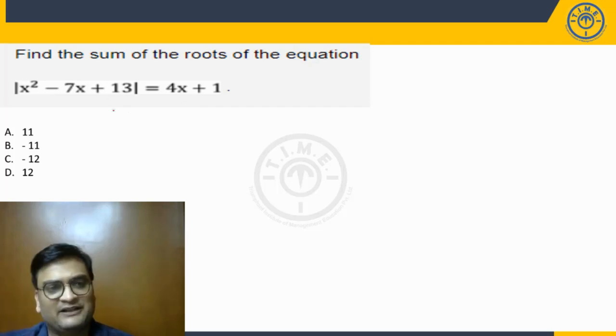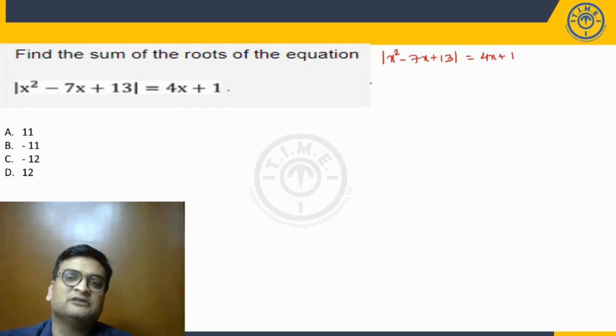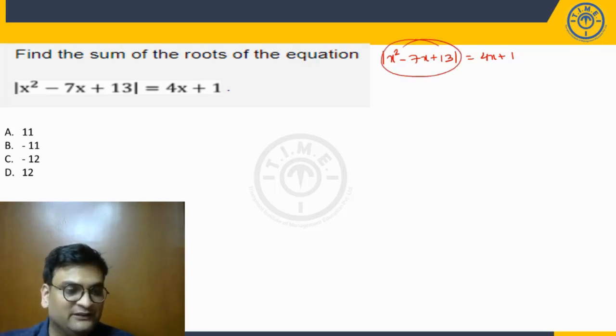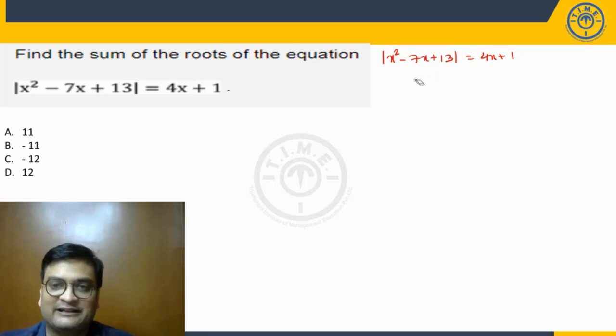So this is the equation that we have. I'll just write down the equation: mod of x square minus 7x plus 13 is equal to 4x plus 1. So I need to get rid of this mod. The way to get rid of this mod is to check when is the value inside the mod positive and for what values is it negative.